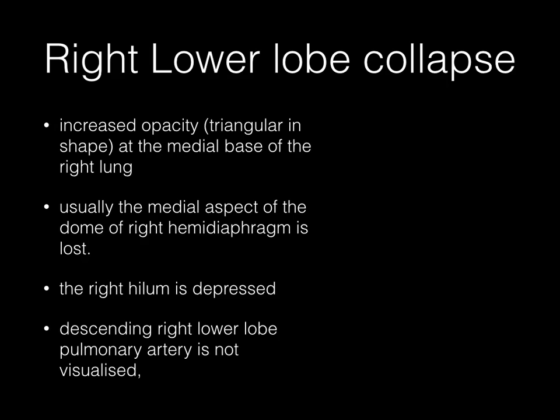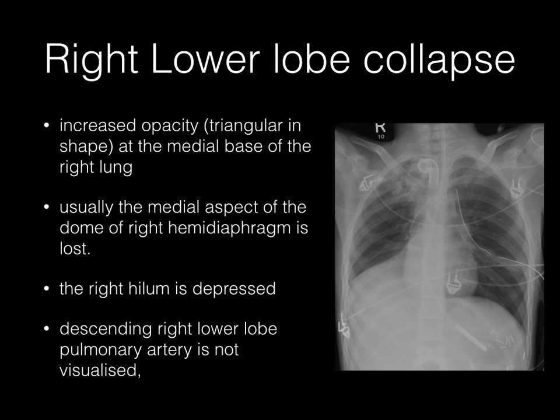The right hilum is usually depressed or is pulled downwards, and the descending right lower lobe pulmonary artery is also not visualized. We can see it on this particular X-ray where the patient has got a tracheostomy, a nasogastric tube, and a left-sided chest drain. You can see a triangular opacification, which has resulted in the lack of proper demonstration of the hemidiaphragm, and the middle aspect of the dome of the right hemidiaphragm is completely lost. And this is a classical finding of a right lower lobe collapse.